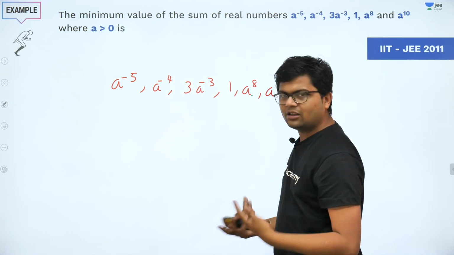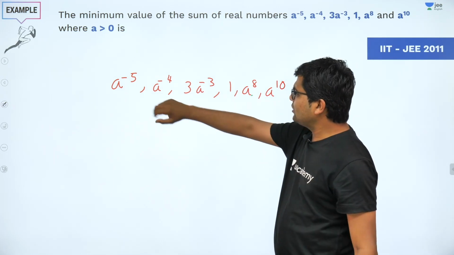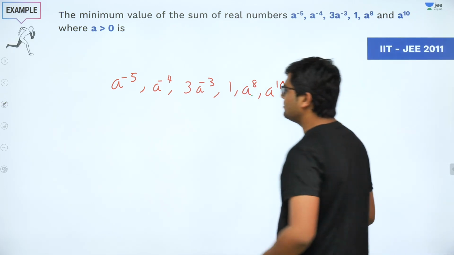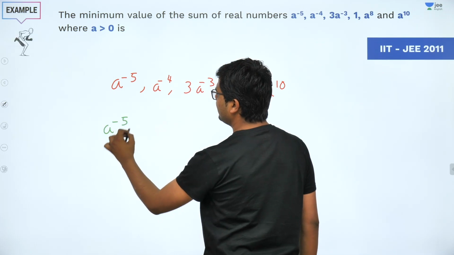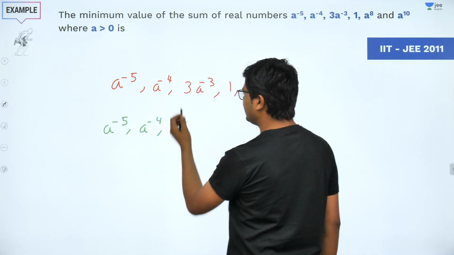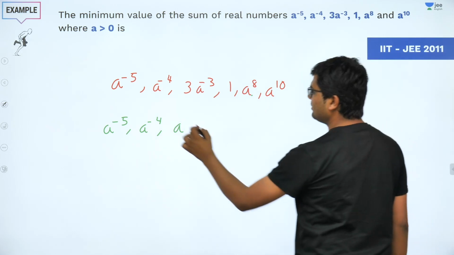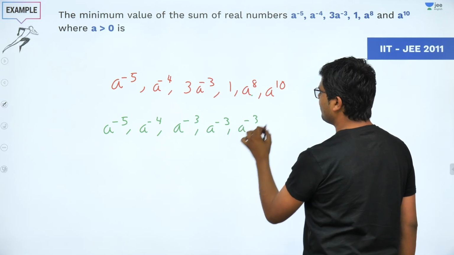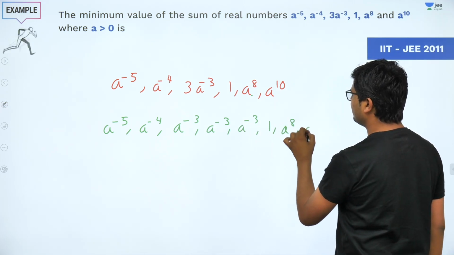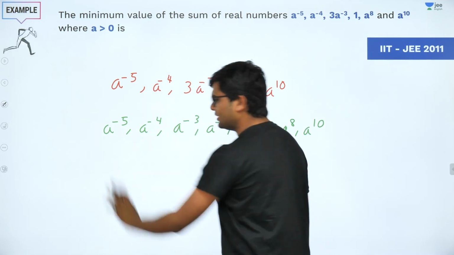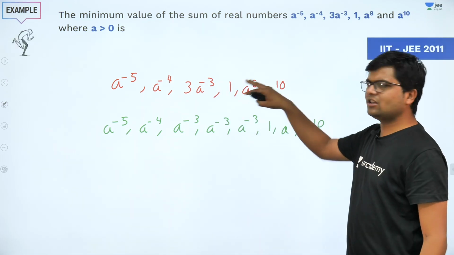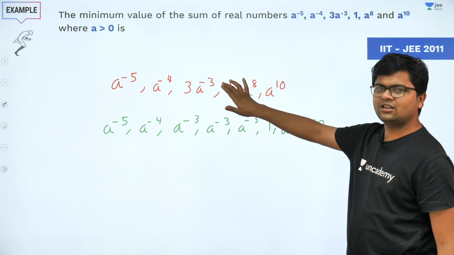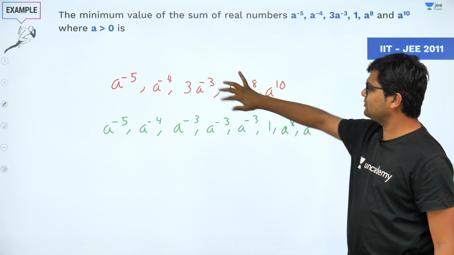So in the present scenario it is coming out to be minus 9 and minus 3, minus 12. So I am rewriting these numbers as a to the power minus 5, a to the power minus 4, and this is 3 times, na. So write it 3 times. It will become a to the power minus 3, a to the power minus 3, a to the power minus 3, comma 1, comma a to the power 8, comma a to the power 10. Now this sequence has sum equal to this sequence because the numbers are the same. I have just interpreted 3 a to the power minus 3 as a to the power minus 3, a to the power minus 3, a to the power minus 3.